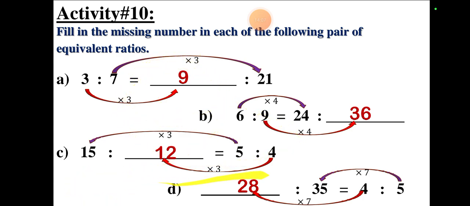Like 15 ratio dash equals 5 ratio 4. Like here if you check 15 and 5, how? Multiply by 3. Okay, so of course you multiply this by 3, you will get the number. So that means 12 is my answer. Dash ratio 35 equals 4 ratio 5, so 28 ratio 35.